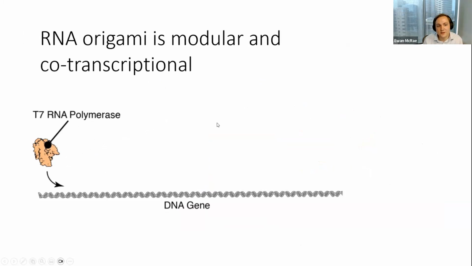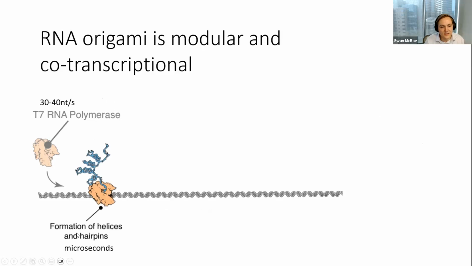And this is what we try and do when we design the strand path for our RNA origami. So if we imagine this DNA gene and our T7 polymerase that we use to make the origami, we know the polymerase transcribes at about 30 to 40 nucleotides per second, and that the formation of helices and hairpins is a lot faster than this, on the order of microseconds.